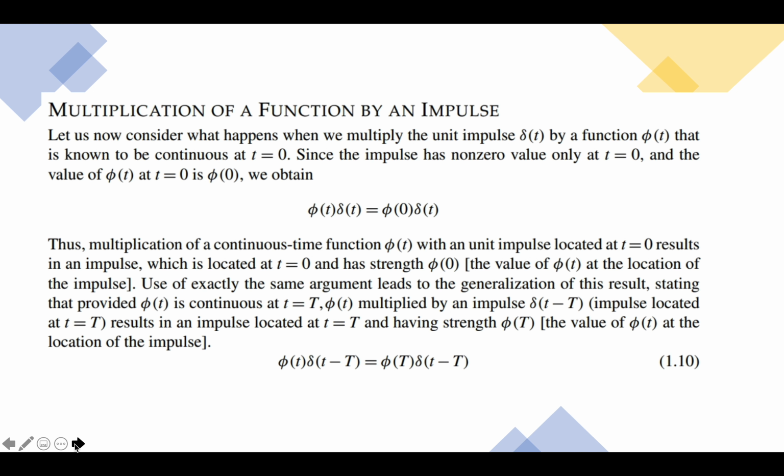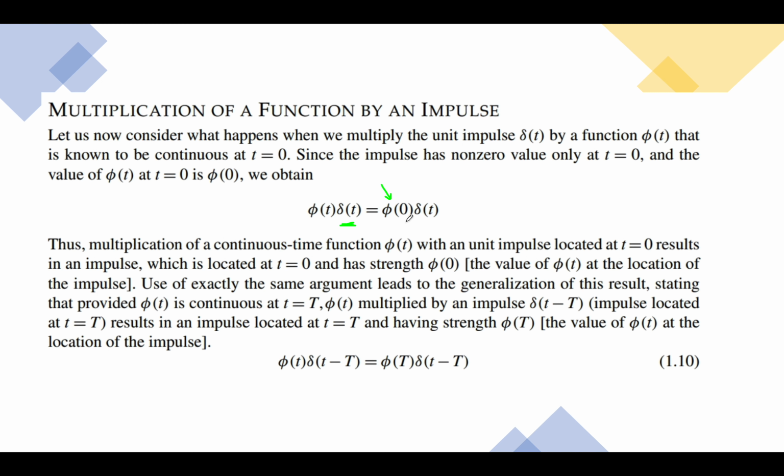So an interesting property of the impulse function is that if we take some function phi of t and multiply it by delta of t, that basically ends up being phi at 0 times delta of t, because delta of t doesn't exist anywhere except at t equals 0. Since it is 0 everywhere else, it selects whatever the function's value is at 0.